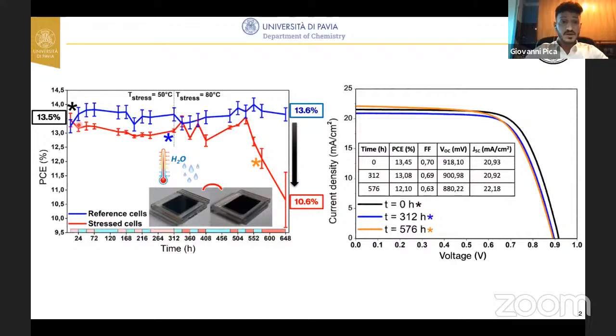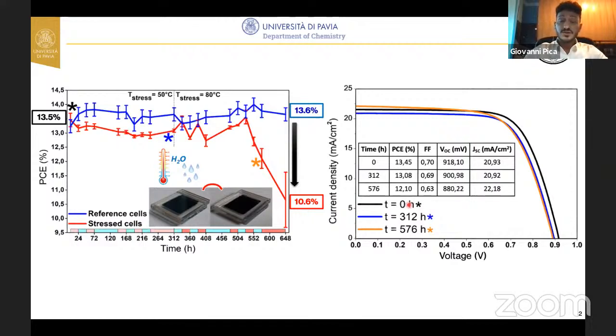But at closer inspection, you can see that there are two different regimes. In the first half of the cycle, where the temperature was set to 50 degrees, the PCE is quite stable. While switching to 80 degrees, the PCE has a drop of around 20% of the initial value. This is for the stressed cell. For the reference cell, instead, you can see that the PCE is quite stable throughout the entire cycle.